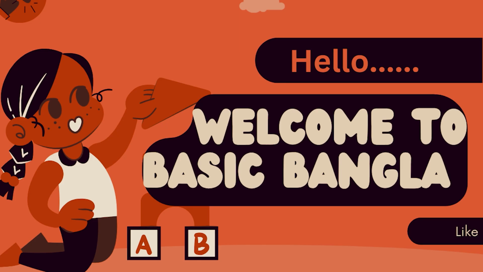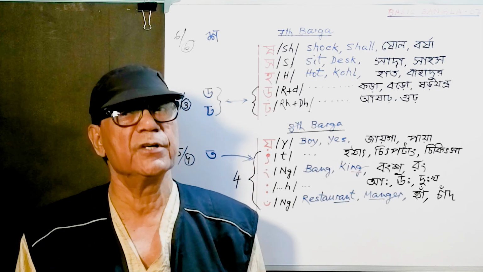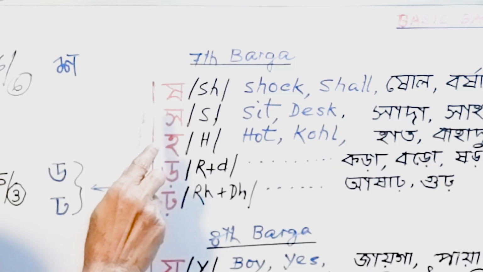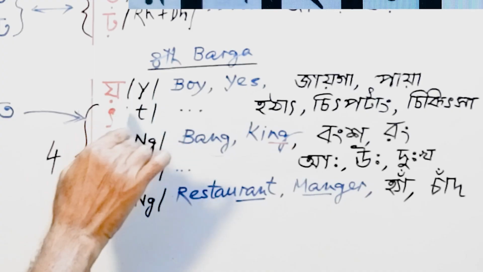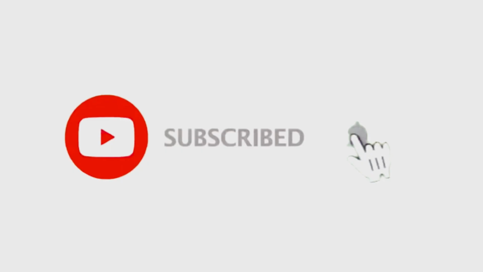Welcome back to another session of Basic Bangla. We have today the last 10 letters of the Bengali alphabet. So we have two vargas today. This one is Murdhanya Sa varga and this one is Antastha Ya varga.